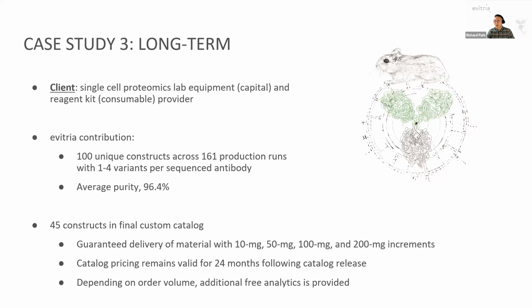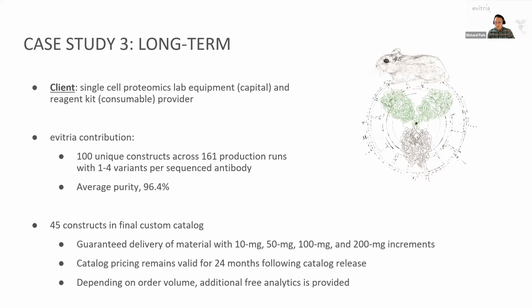So quickly after that, we started receiving the sequences. And over the course of our relationship to date, we've produced over 100 unique constructs for this client, and that is across 161 production runs. And each sequence that they provided to us, because sometimes these were based on a hybridoma, or sometimes these were based on the commercial antibody itself that they had sequenced.